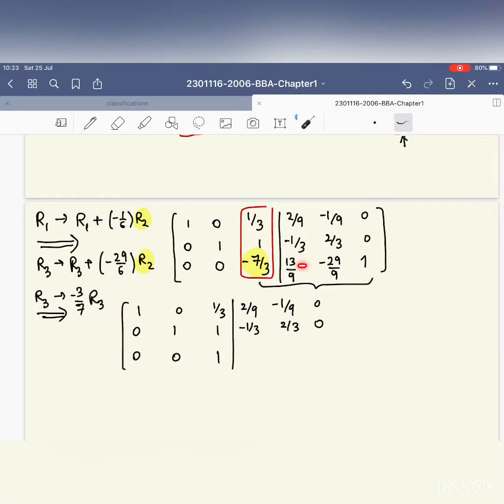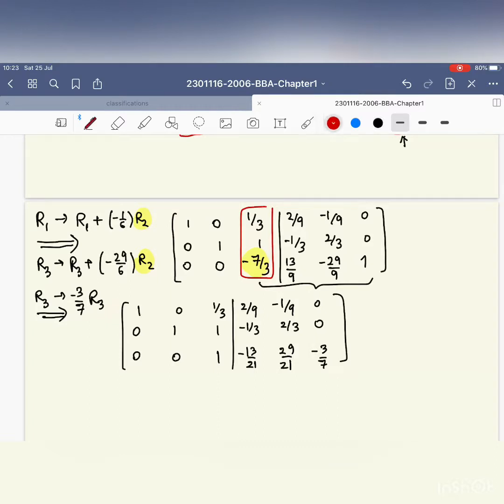So if you multiply by negative 3 over 7, the 3 and the 9 cancel, right? So you have negative 13 over 21. Okay, this one, you multiply by negative 3 over 7, the 3 and the 9 cancel, so you have 29 over 21. And the last one, it is still negative 3 over 7.